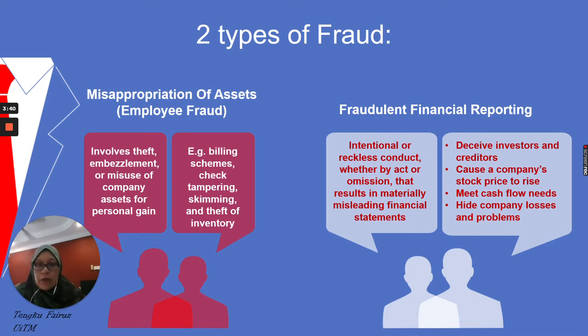This is also referred to as the white collar crimes that I mentioned earlier. So there are 2 types of fraud here that we're going to discuss that are important to the business. The first one is misappropriation of asset, which we refer to as employee fraud. This involves theft of company asset by the employees. You can refer to page 254 and see the examples given of how the employees steal asset from the companies.